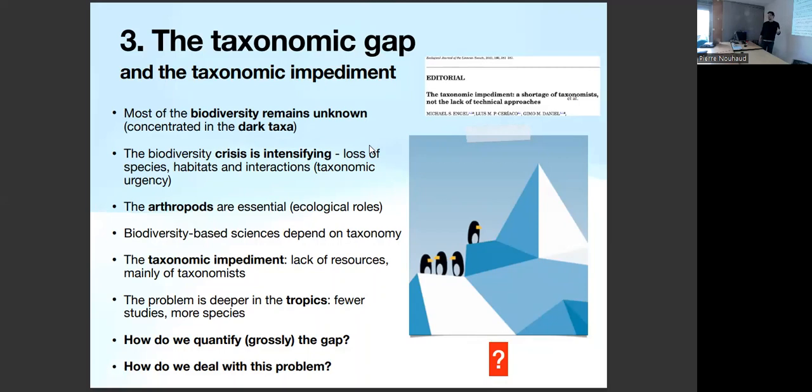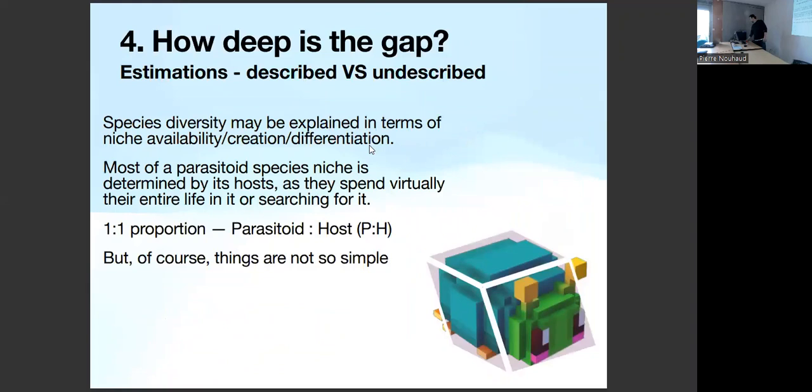So I want to go into more detail on how we quantify the gap and how we deal with this problem. First, quantifying the gap. We can think about species diversity in terms of niche availability and differentiation. And when we think about parasitoids, almost the entire niche of the parasitoid is their hosts, right?